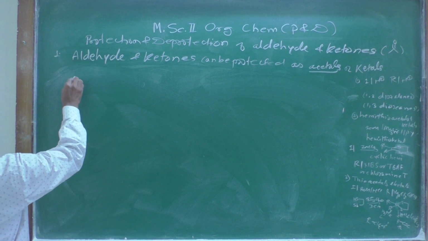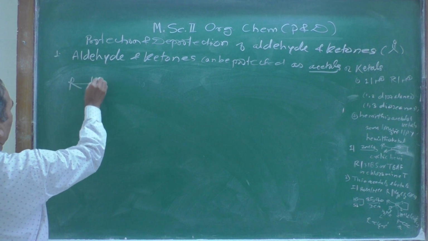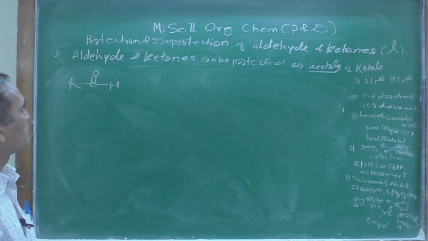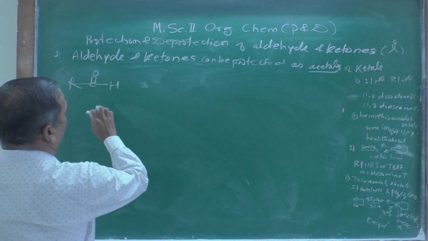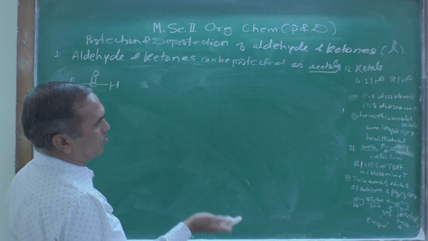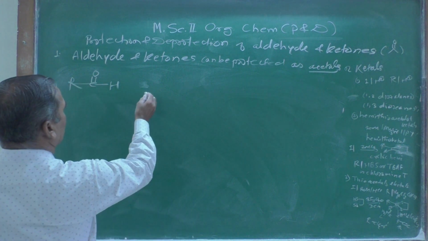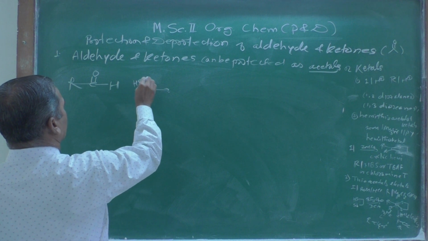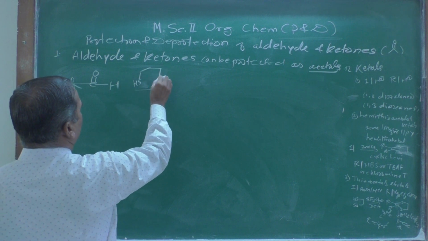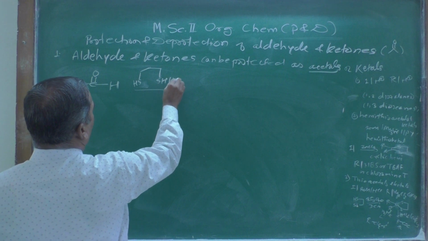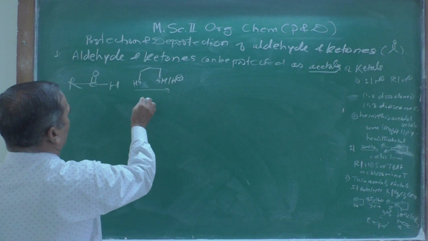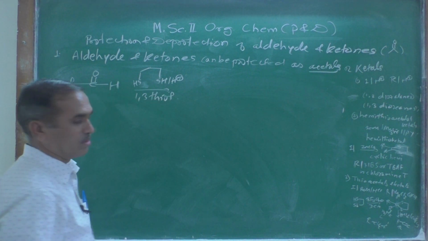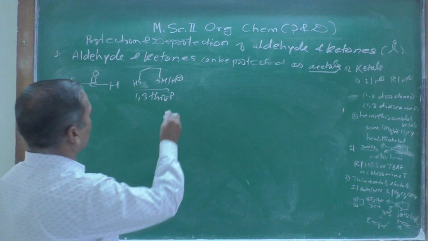Let us see here, as we know the general formula of aldehyde is RC double bond O, H, right? And that will be treated with thiols, 1,2 thiols or 1,3 thiols, doesn't matter. So let us see here 1,3 thiols, H, S, then let us see here this one, S, H, in presence of H plus. This is a 1,3 thiol, right? This is a 1,3 thiol. In case of diol, we already learned that one.